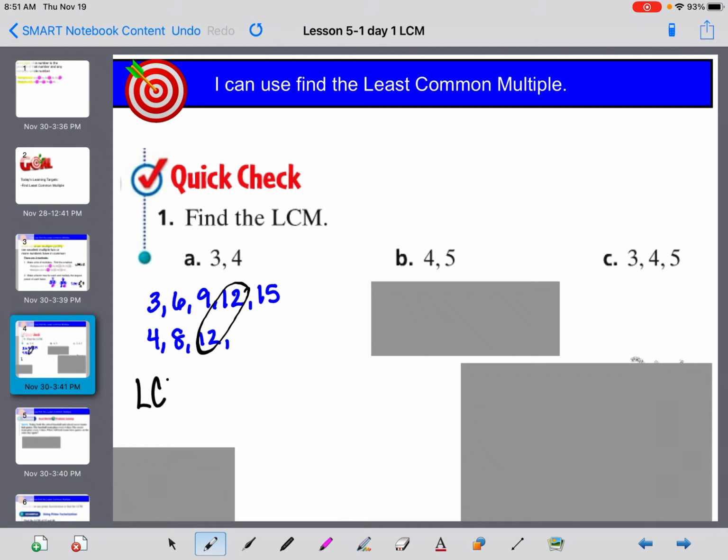Some of you might notice a pattern. The pattern you might start to notice is that if there are no common factors between 3 and 4, you can simply multiply the two numbers together. That is indeed a pattern that will hold true for all numbers. Pause the video, try B and C, and come on back to compare your answers to mine.